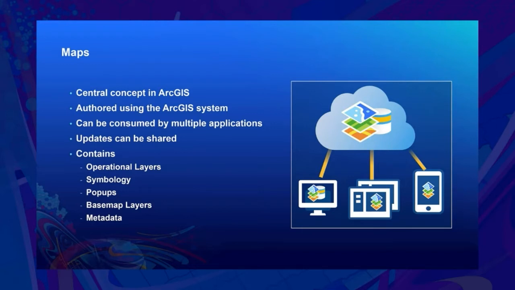The map itself is made up of a number of components. We have operational layers that describe the features and data. We also have symbology that describes how the features and the rest of the map should be displayed. You can configure pop-ups that describe how information should be displayed to the user if they identify or select a feature, for instance. We also have base map layers that provide that critical contextual information about where the map is. And lastly, there's metadata in the map that allows you to record information such as who authored the map, any access and use constraints, and other information like thumbnails.